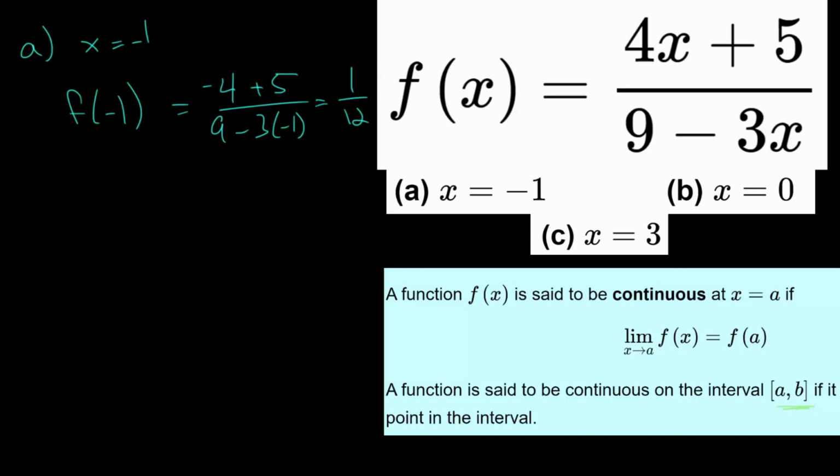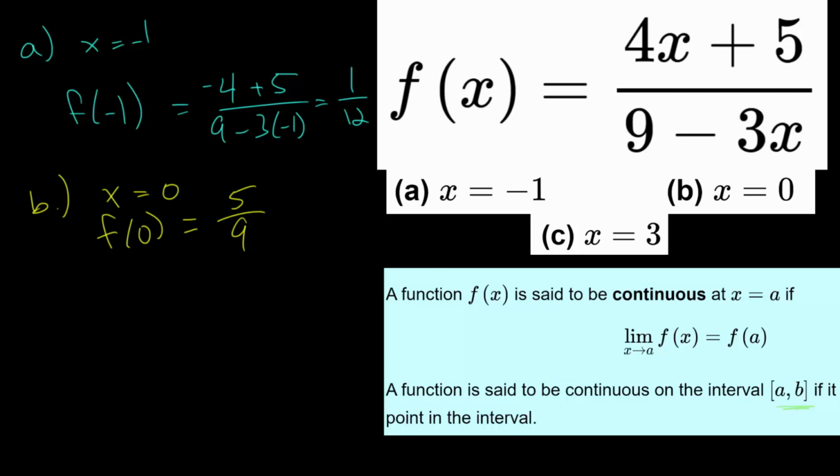And if we look at b, we can plug in x is equal to 0. And when we do so, we get 4 times 0, which is 0, plus 5. And in the denominator, we get 9 minus 0, which is 9. So at x equals 0, the function does exist. It is defined there, and it's equal to 5/9.